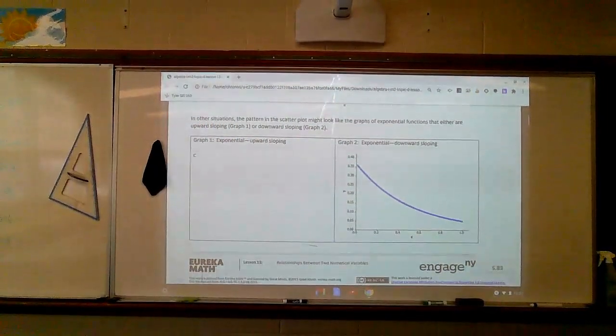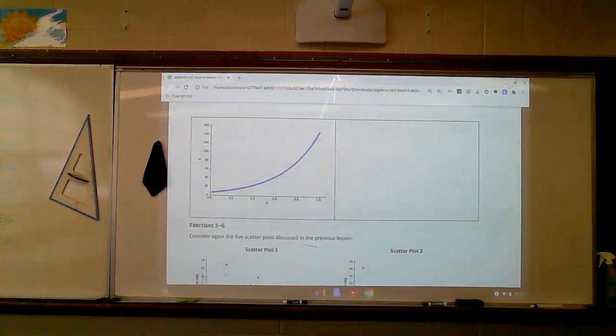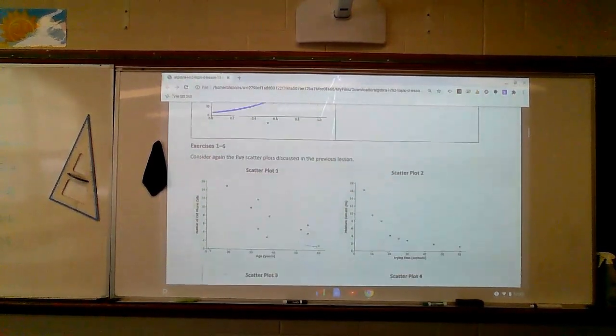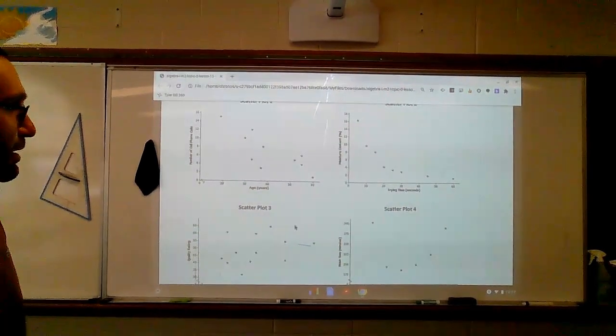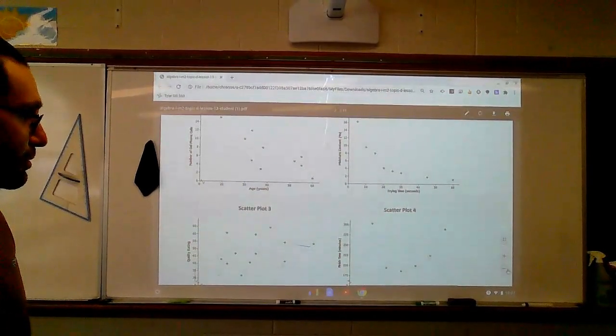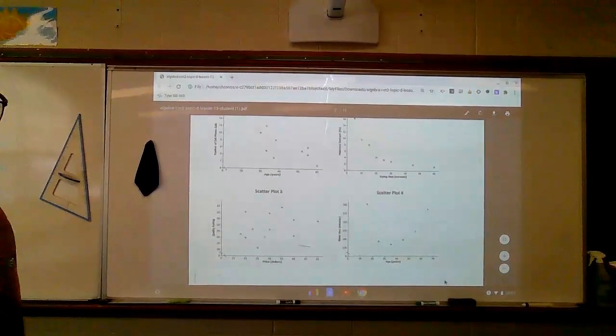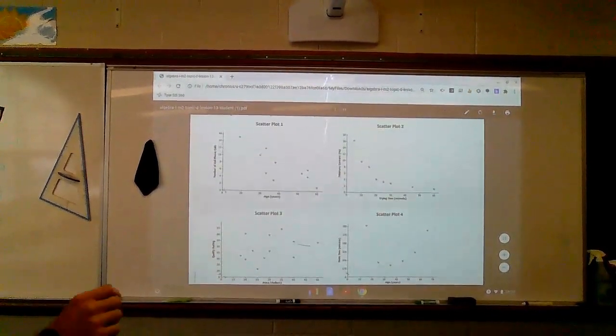How are we going to tell in the graphs? Well, listen, you guys are smart cookies. You can do this. So we're going to really consider these four. Let's see if I can make it just a little bit smaller. There we go. Okay, so we can take a look.